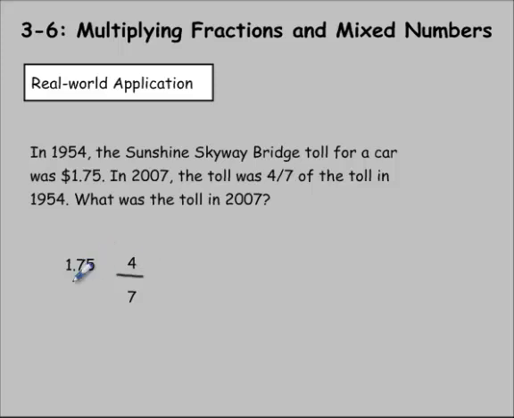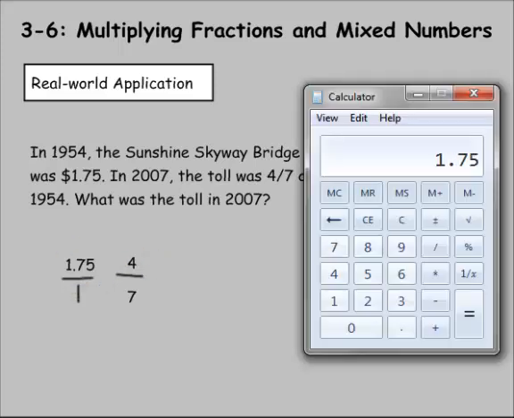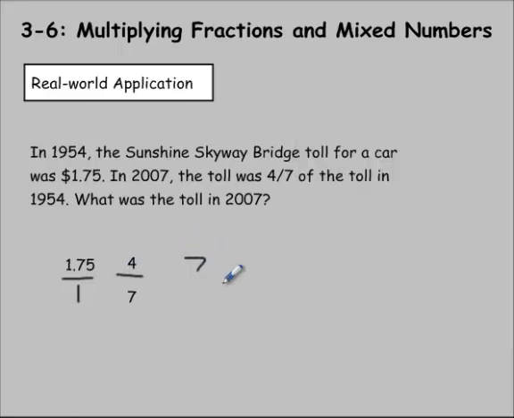1.75 we could treat like a whole number by putting a 1 underneath it. So it would be 1.75 over 1 times 4 over 7. So it would be 1.75 times 4, which would be 7. And then it's 1 times 7 on the bottom, 7. So we have 7 over 7. 7 divided by 7 would just be 1. So the price nowadays is only $1 to go on that toll.